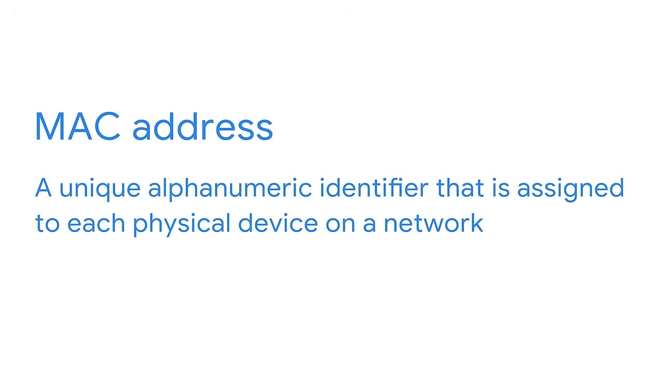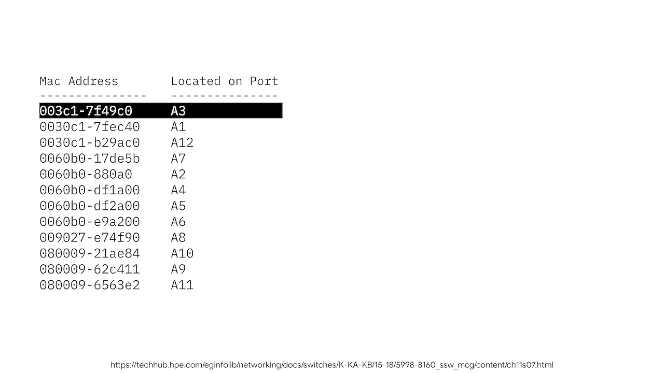Another kind of address used in network communications is called a MAC address. A MAC address is a unique alphanumeric identifier that is assigned to each physical device on a network. When a switch receives a data packet, it reads the MAC address of the destination device and maps it to a port. It then keeps this information in a MAC address table. Think of the MAC address table like an address book that the switch uses to direct data packets to the appropriate device.